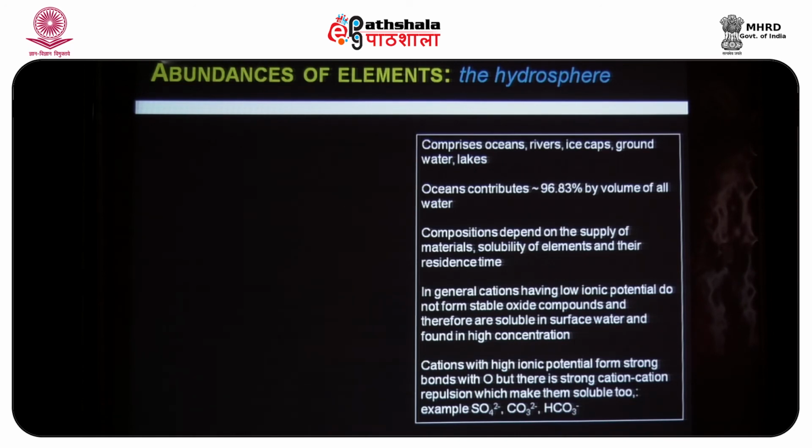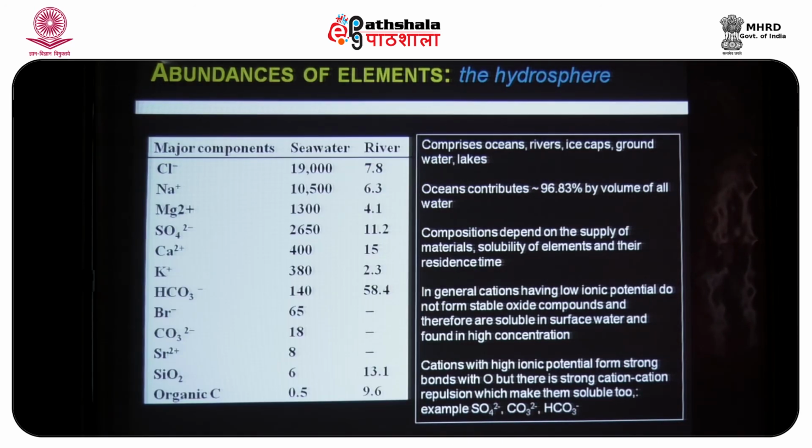So, if the ionic potential of an element or an ion is quite low, that will indicate it will not form a strong bond with oxygen, and as it does not form a strong bond with oxygen, it will be highly soluble in water. Whereas cations with very high ionic potential form strong bonds with oxygen, but when such compounds try to combine together, the strong cation-cation repulsion makes them soluble again. For example, sulfur forms a very strong bond with oxygen, but when two sulfate ions try to come together, the sulfate-sulfate repulsion results in the dissolution of sulfate in water. So, that is how the concentrations of the different elements are controlled in the different reservoirs.